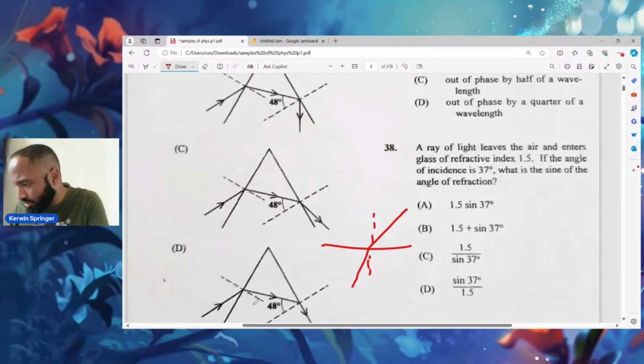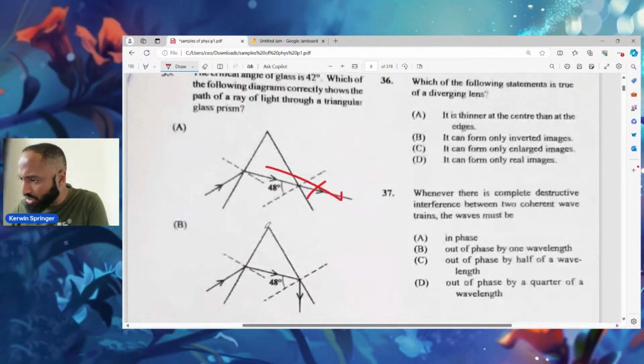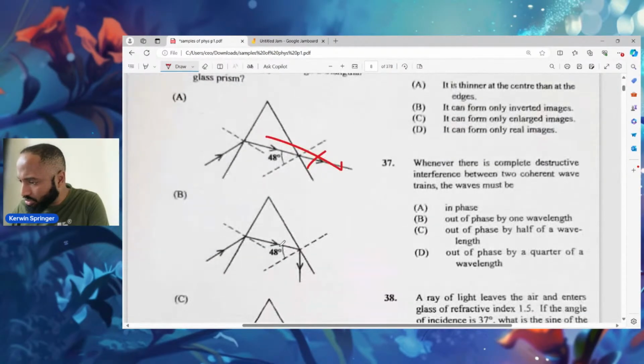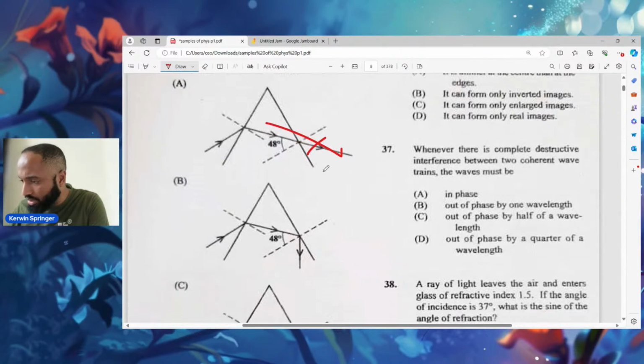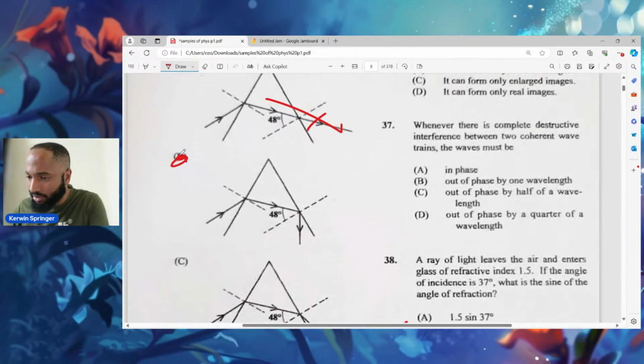Yes, so this is looking good. 48. It crossed the critical angle here. It crossed the critical angle and you get total internal reflection. B is the answer.